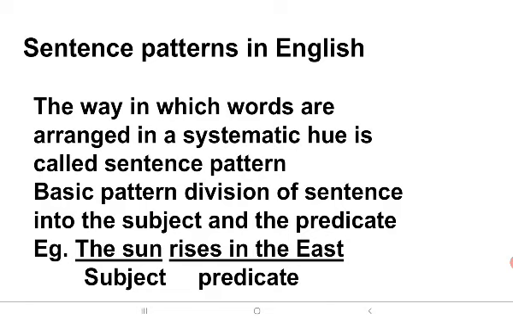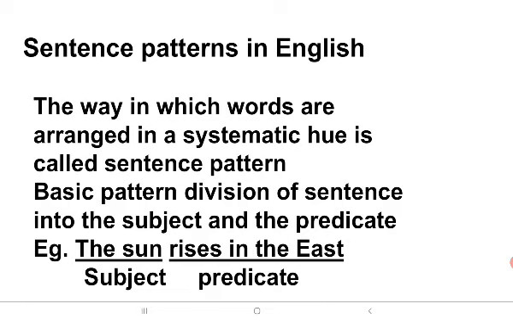The topic of concern for our discussion today is sentence patterns in the English language. The way in which words are arranged in a systematic manner is called sentence pattern. The basic pattern division of a sentence in English is subject and predicate.